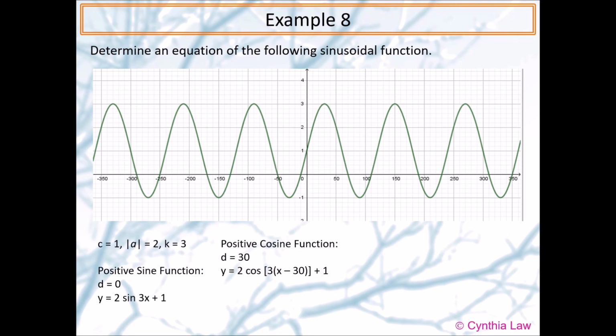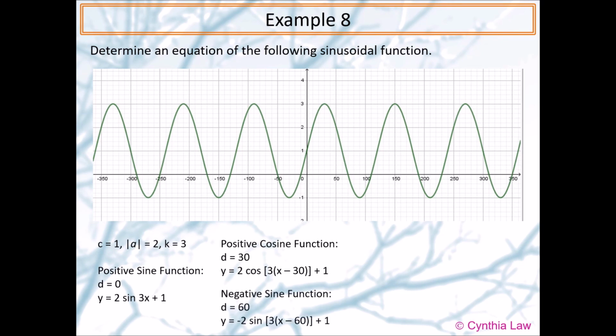If we choose a positive cosine function, then d has a value of 30 instead of 0. And when we substitute, we would have y equals 2 times cosine of bracket, 3 times x minus 30, close the bracket, and then close the square bracket, and then plus 1.